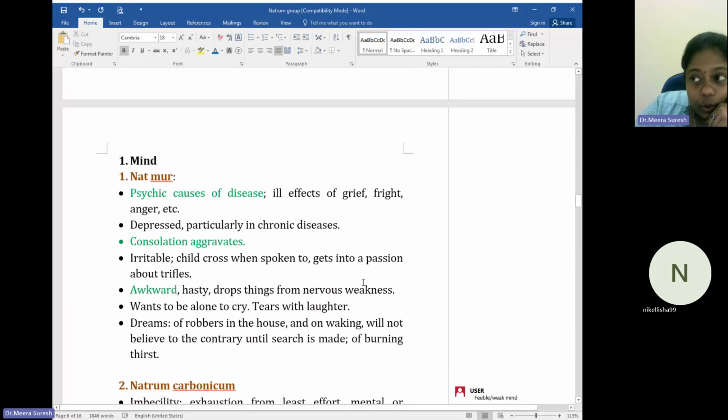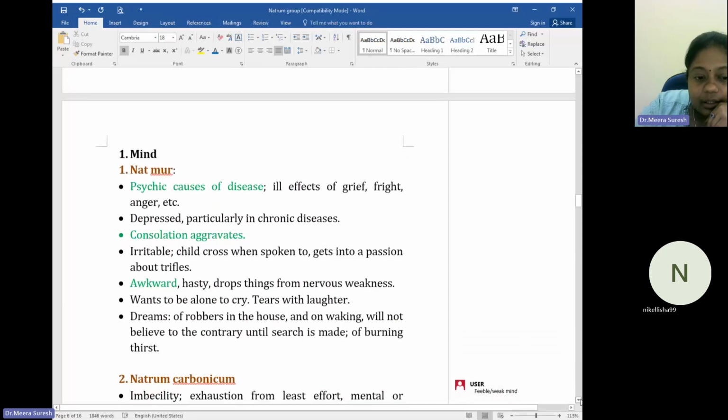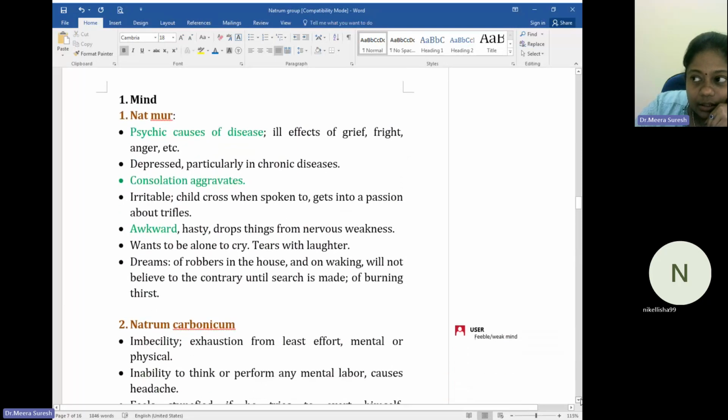They get into a passion or an angry mode even with the slightest thing. That much irritable they are, especially children. But adults will go more or less into a melancholic stage, though they can be irritable also. Then this is an important feature: they are awkward, and things fall from their hands very easily because there is nervous weakness. Do you remember any other remedy with this feature? Awkward. Apis, right? Yes, it is.